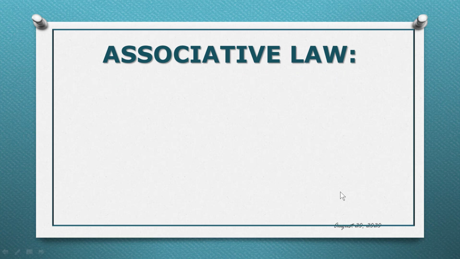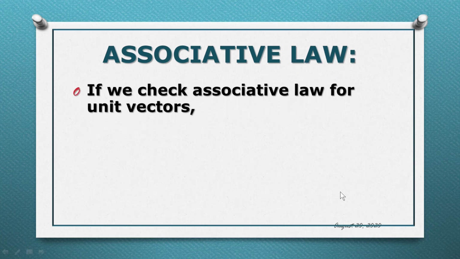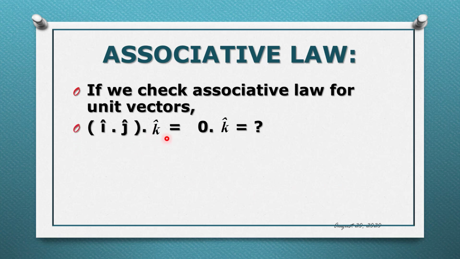Now if we are talking about the associative law for the dot product, then let's check the associative law for unit vectors. Let's say, for example, we are putting unit vectors because we know the magnitude of unit vectors. If we are taking the left hand side, i hat dot j hat dot k hat, we will check out the answer of the left hand side, then we will move to the right hand side.